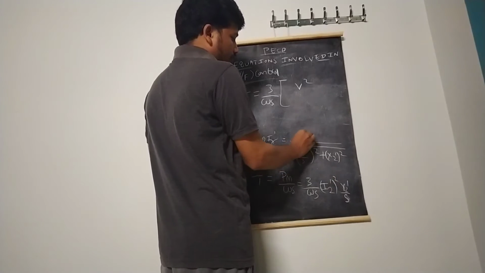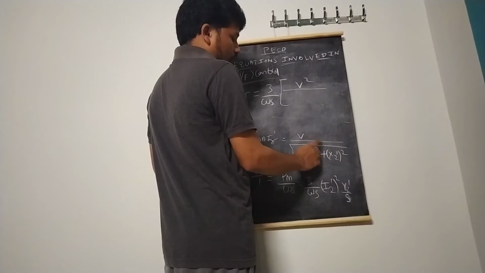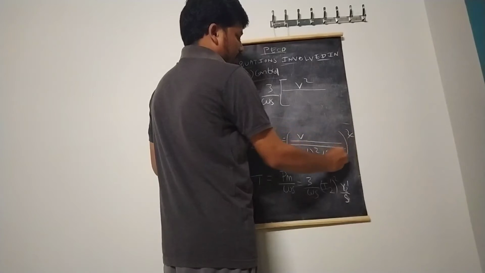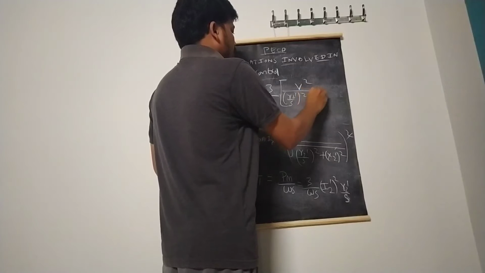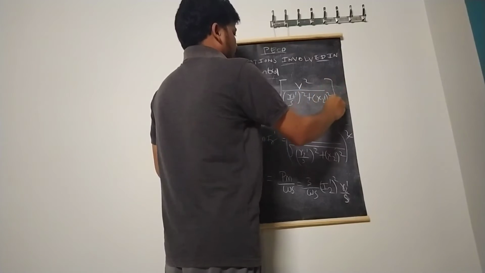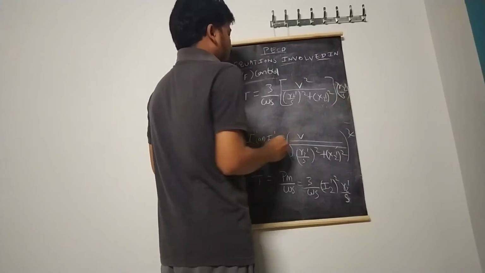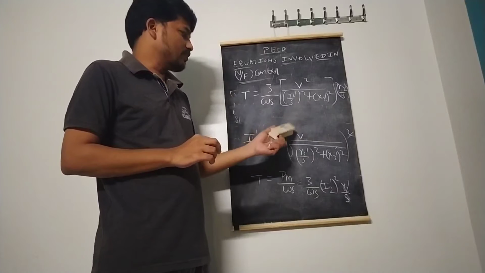V into V becomes V square in the numerator. Here there is a root and here there is a square, so both cancel because we are taking the whole square. Then what is in the denominator? (R2 dash by S) whole square plus (X2 dash) whole square, into R2 dash by S. This is the torque equation. This is the simplest way to determine the torque equation, very simple in this way.